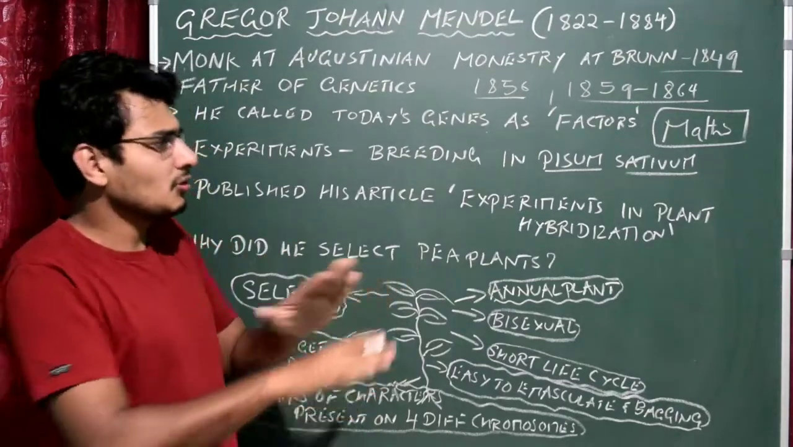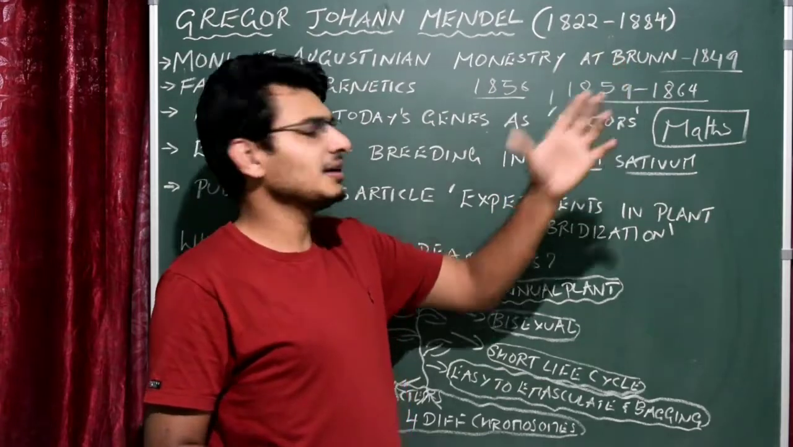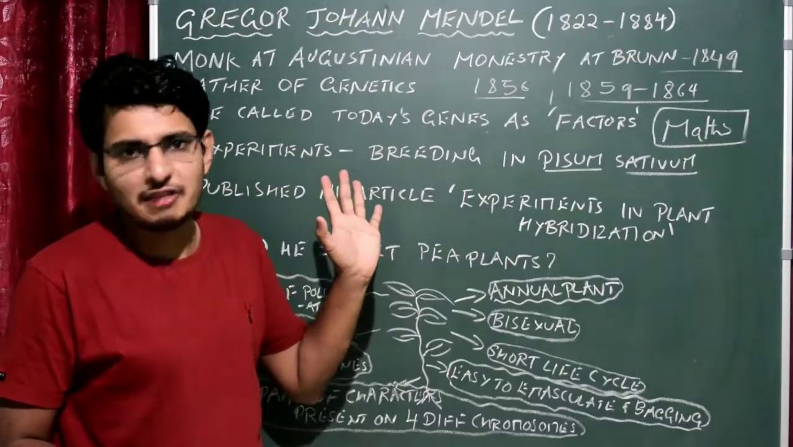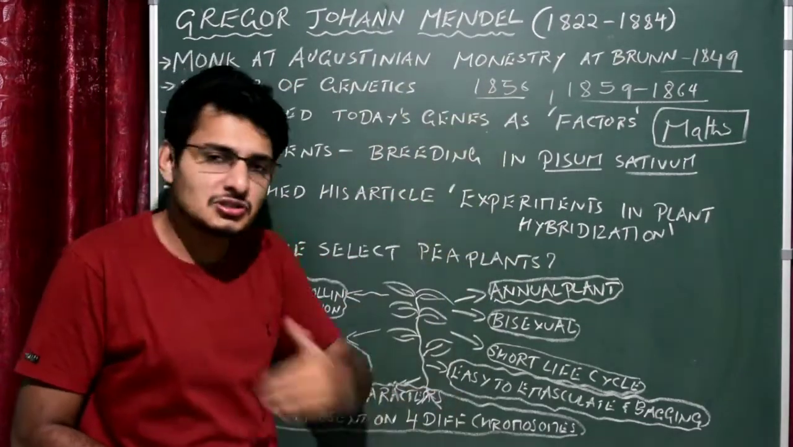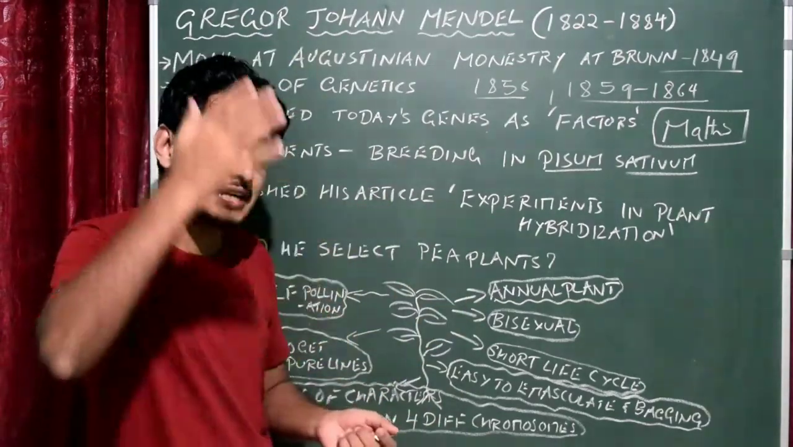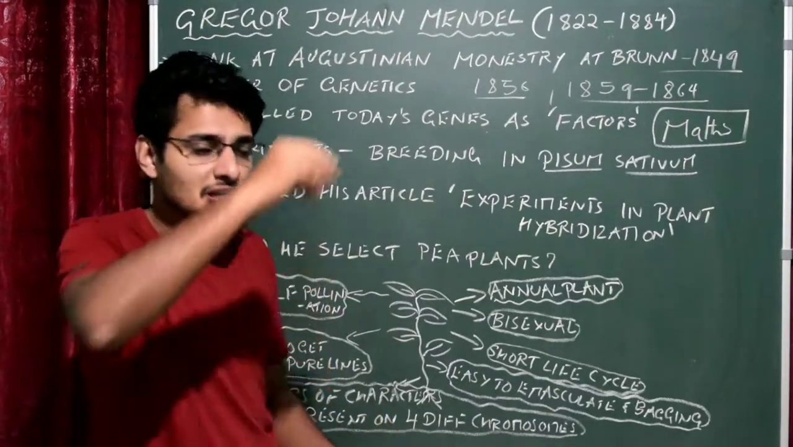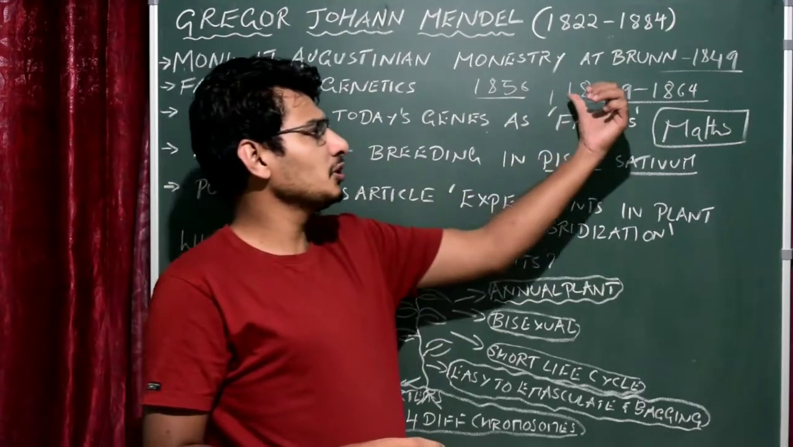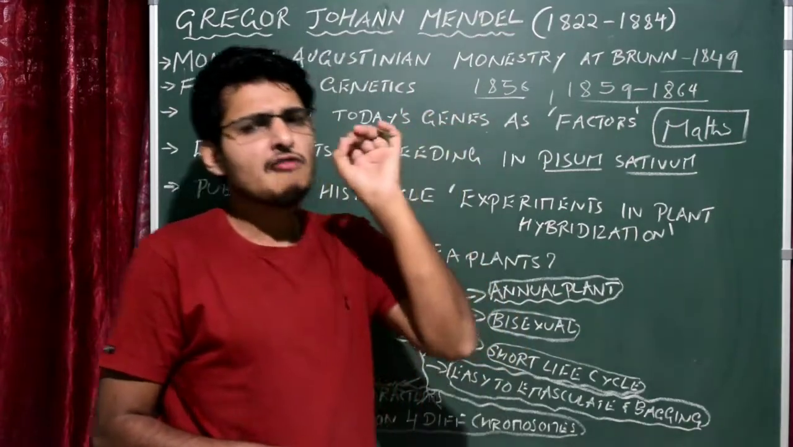Once done with experiments, he conducted a series of experiments by taking certain characters. He considered seven characters. A character could be seed shape, seed color, where exactly the flower is situated in the plant, the color of the flower, the shape of the pod, in the sense of the fruit, like that. That was between 1859 and 1864, continuously for 5 years.